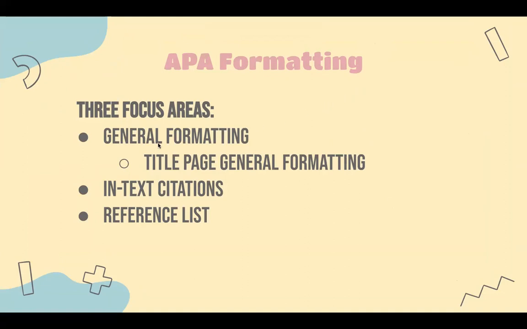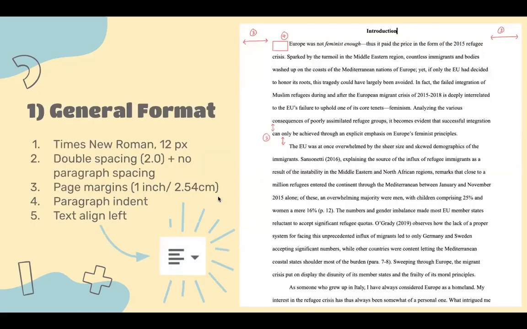So we'll be talking about general formatting, which includes the title page, the in-text citations, and the reference list. To begin with, let's look at general formatting. In the next slide, you can see that there are 5 main points that we need to focus on. And I've taken a sample of my own essay and labeled the things so you guys can see how and where you should be looking at with these things.